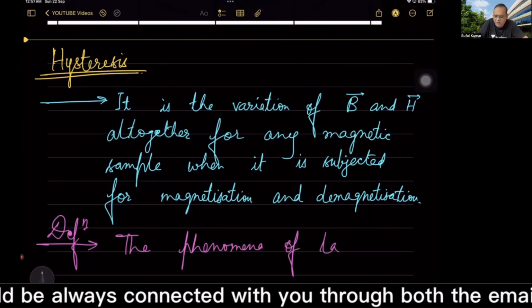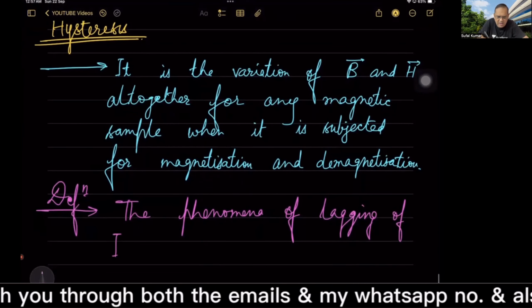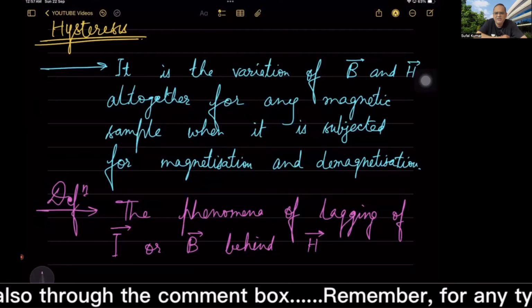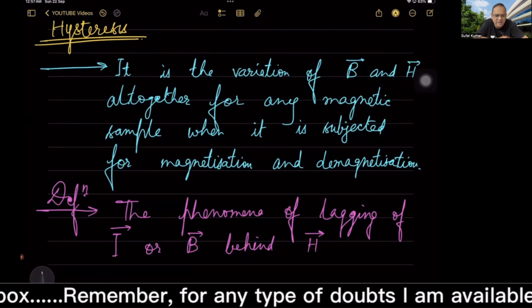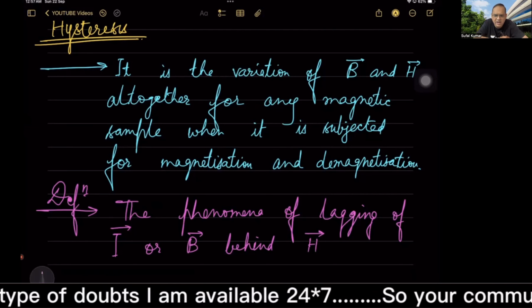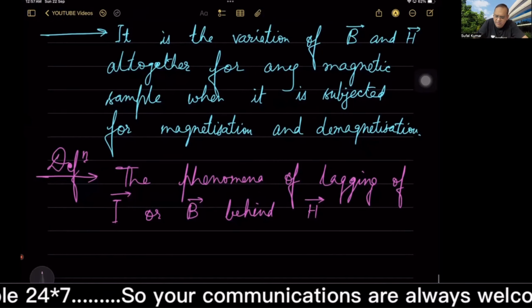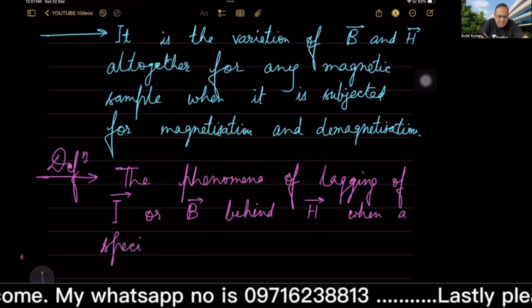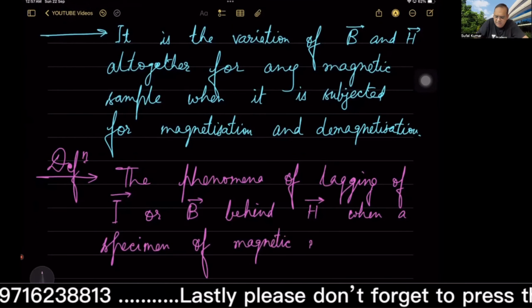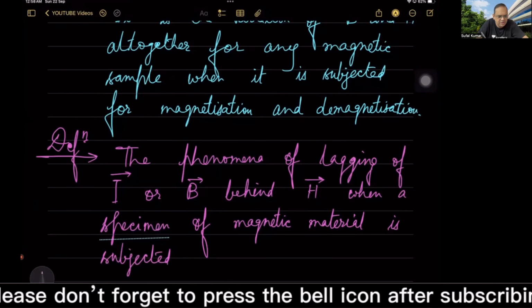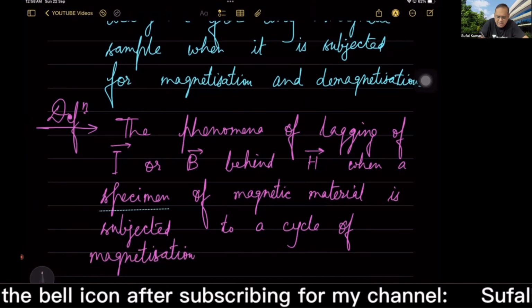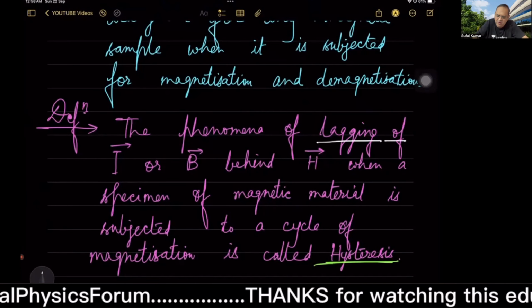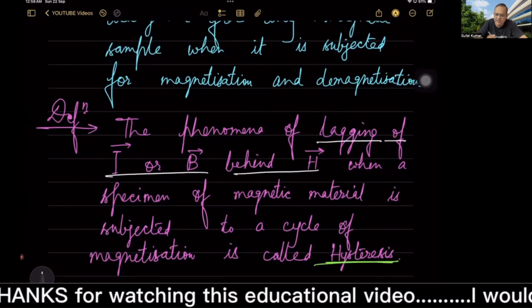And what's the definition? Phenomenon of lagging of I or B behind H. You won't be able to understand this language of definition unless I draw the diagram, the total graph. So wait for a while. Lagging of I or B behind H when a specimen of magnetic material is subjected to a cycle of magnetization is called hysteresis.